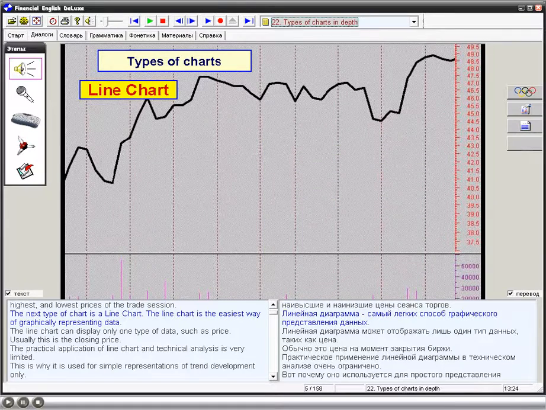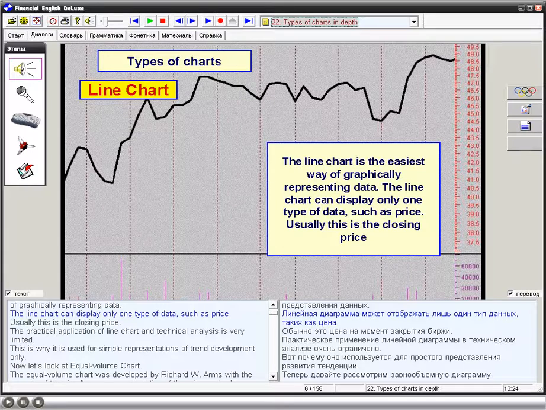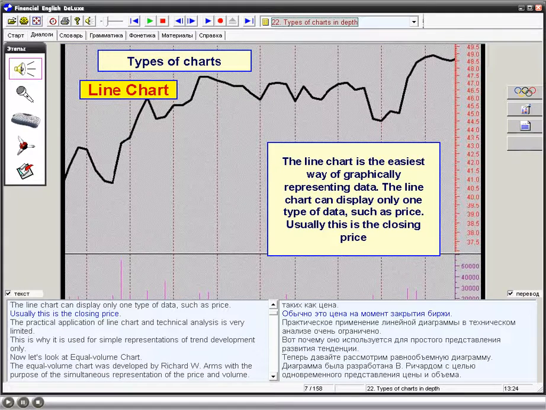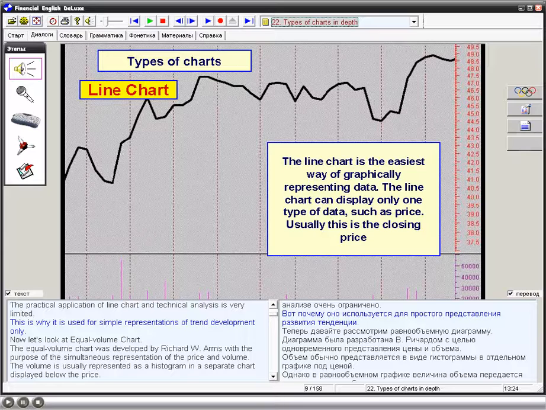The next type of chart is a line chart. The line chart is the easiest way of graphically representing data. The line chart can display only one type of data, such as price. Usually, this is the closing price. The practical application of the line chart in technical analysis is very limited. This is why it's used for simple representations of trend development only.